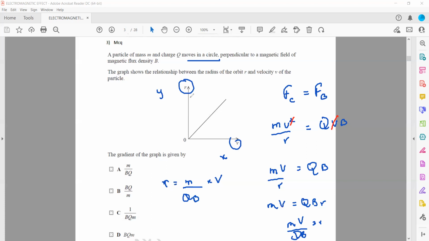Now I'll compare with the equation of a straight line. On our y-axis we have r, on the x-axis we have v. What is the gradient? The gradient will be equal to m divided by qB. So the gradient is equal to m divided by qB. So with reference to that, A will be the right answer. Is this one clear?